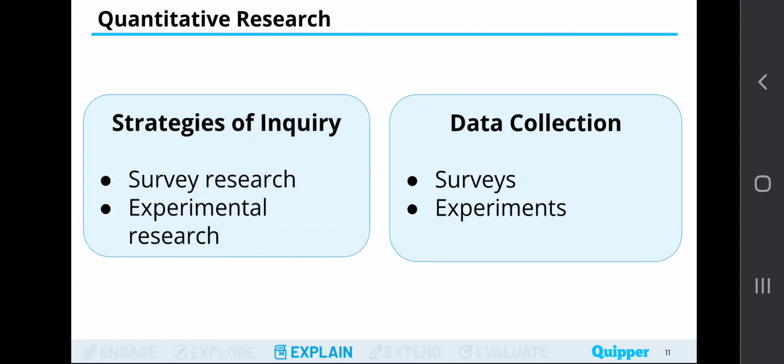Now, these are the different strategies of inquiry when we are talking about quantitative research. We have survey research and we also have experimental research. In terms of data collection, we can utilize surveys and experiments.